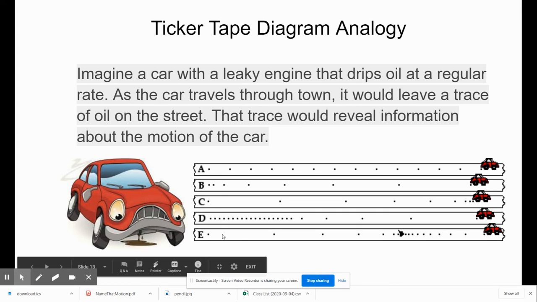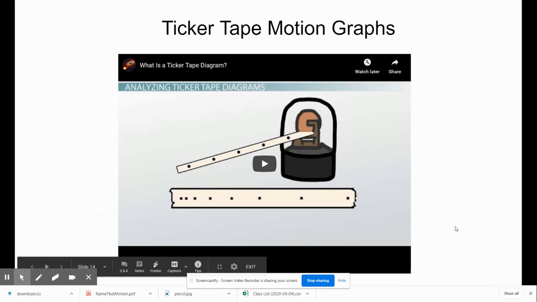And you are expected to be able to look at these and tell something about the motion of the car. Here's a short video. This gentleman does a great job and gives you some examples and gives you some practice problems to look at as well about ticker tape motion graphs.